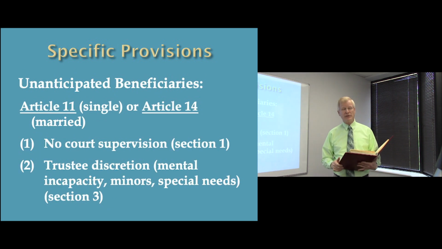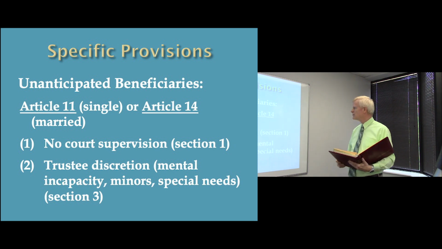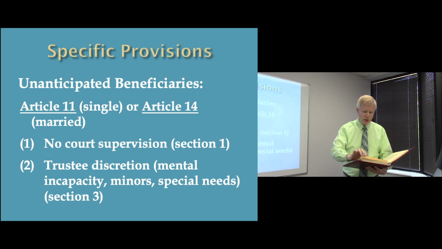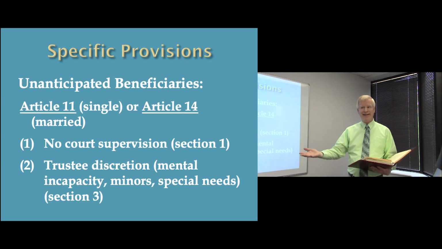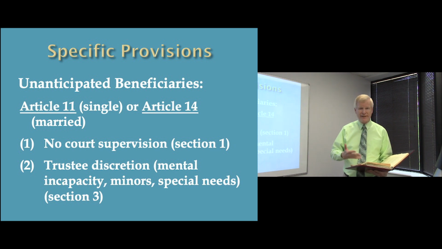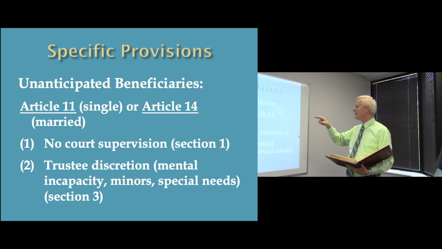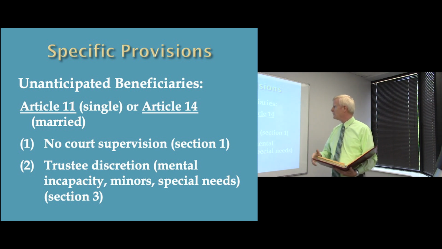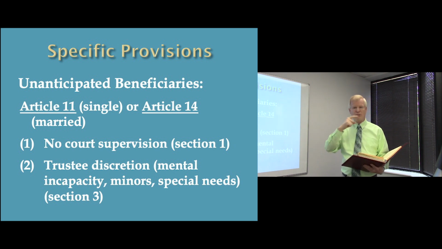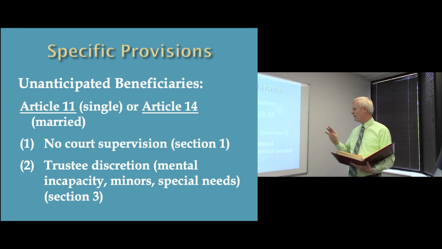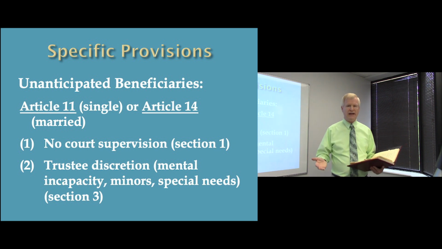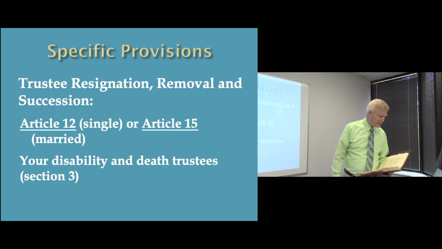All right, unanticipated beneficiaries. We've got a plan for those too. So what happens if we have someone who was healthy when we named them, but now they are unhealthy, maybe brain damaged or something like that, and they need to be watched over? So maybe now we have a special situation. It's an unanticipated situation that involves one of our beneficiaries, often mental or something like that. So Article 11 in the single trust, Article 14 for the married trust, provides a couple of things. First, we want to set it up so we have a trustee in place for that so that there's no court supervision. We want trustees to have discretion for special needs, things like that that they might need to set up. And so that's all going to be in that article.